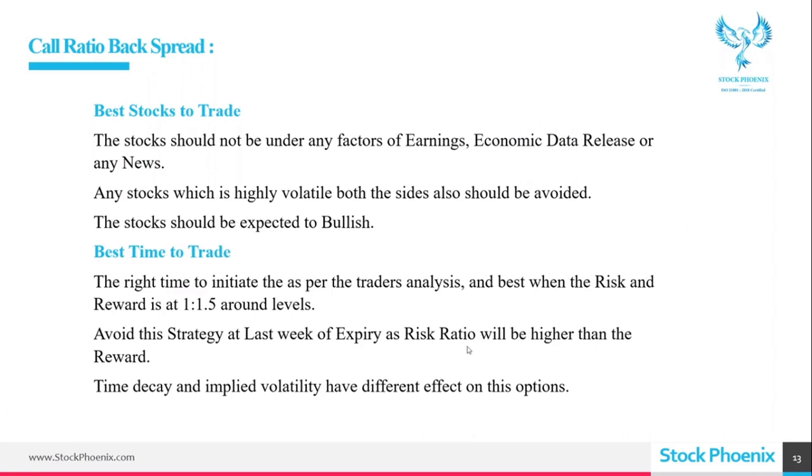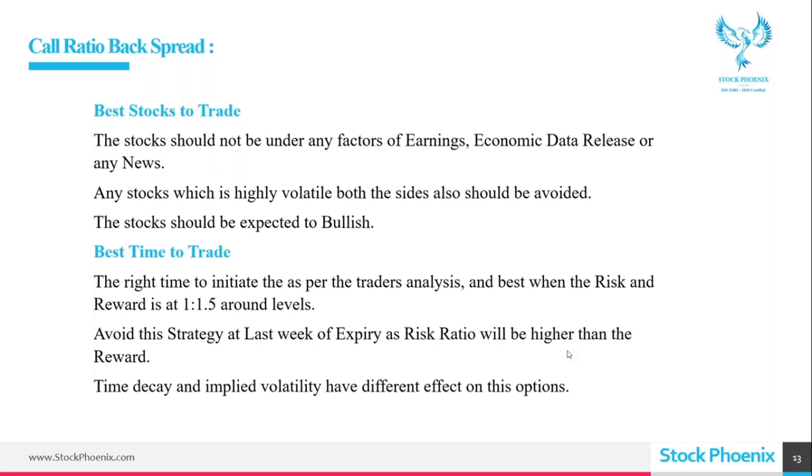Best time to trade is to initiate the strategy whenever the risk and reward is at least 1:1.5. That means we should have a minimum target of 3% in a 3-day time duration. Then only can we implement any option strategy. Again and again, I'm insisting: if you don't have a 3% target level in the next 3 days, do not trade in derivatives, not in futures, not in options. Are we clear, sir, madam?